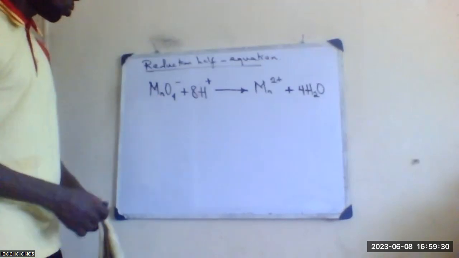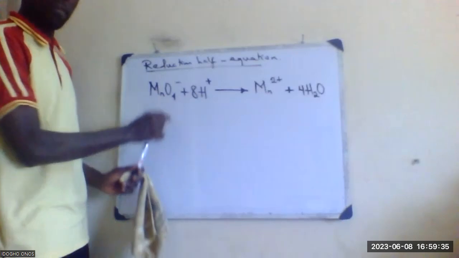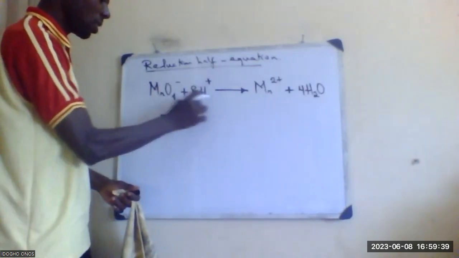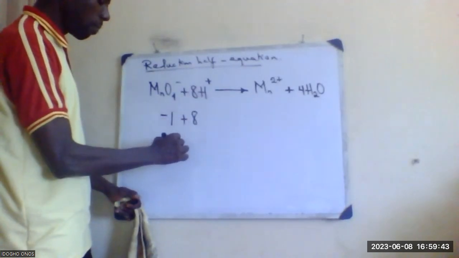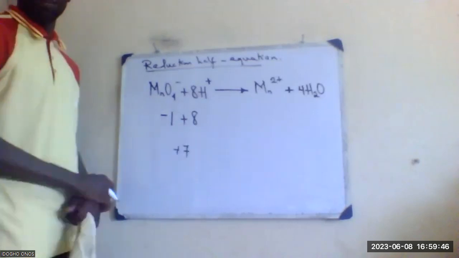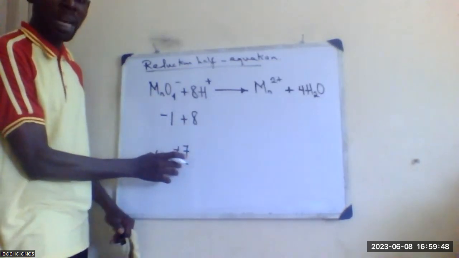Okay, now the next thing to do is we balance the charges. The charge here is -1. This is -1 plus 8 because of this hydrogen here, 8. -1 plus 8 will give me +7. That is the charge on my left-hand side.